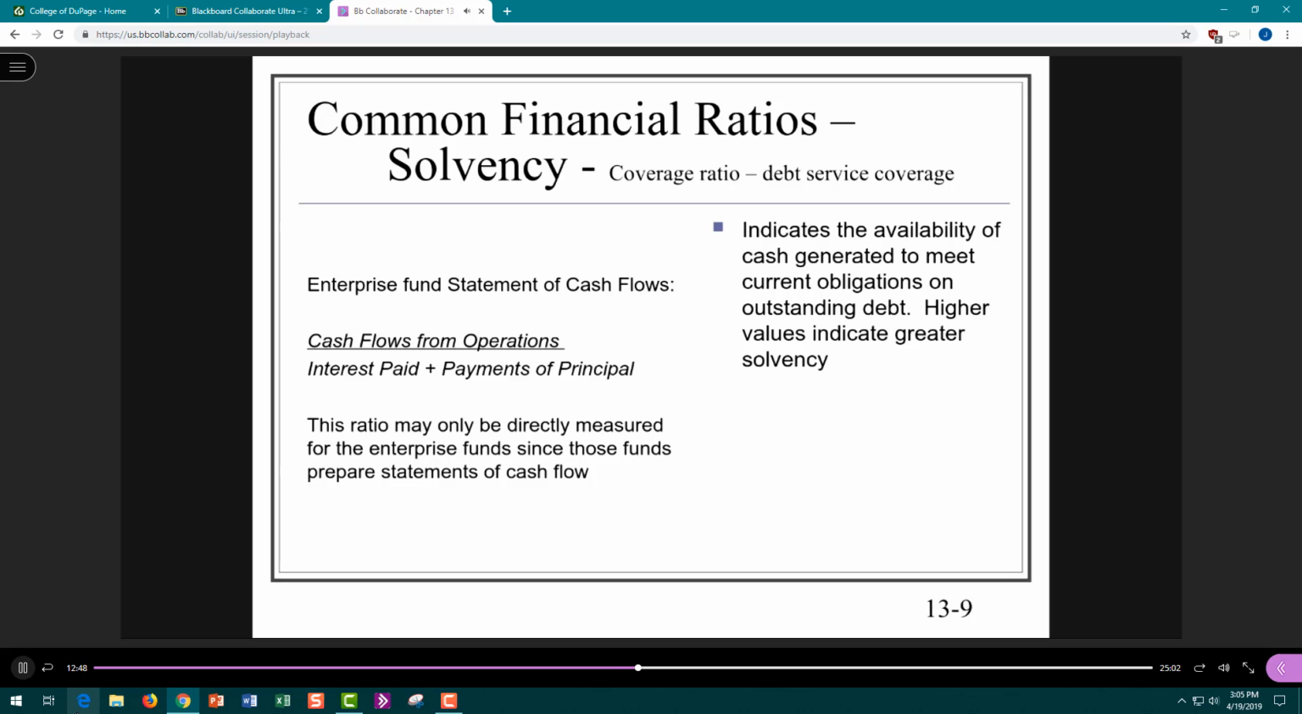And for governmental funds, we don't have a statement of cash flows, you'll recall. So that is in the numerator, the top, and then the denominator, we have the sum of interest paid plus payments of principal. Both of those items are typically shown on the statement of cash flows. So you get both of those items, make a comparison. And of course, here what we're looking for is a higher number. So you've got more money that is available to pay interest and payments of principal.